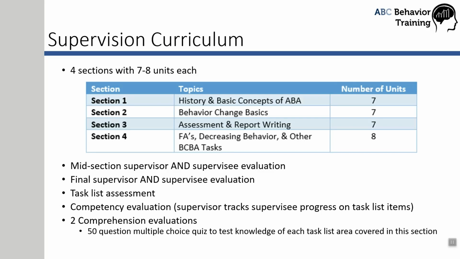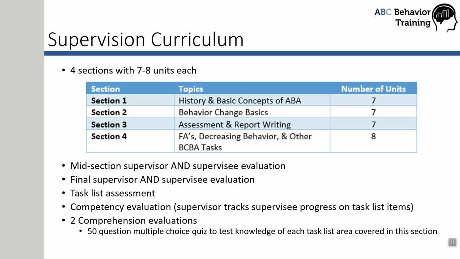The supervision curriculum has 4 sections with 7 to 8 units in each section. Section 1 covers history and basic concepts of ABA. Then we go on to behavior change basics. Section 3 goes over assessment and report writing. And Section 4 covers FAs, decreasing behavior, and other BCBA related tasks such as parent training, supervision, and collaboration.